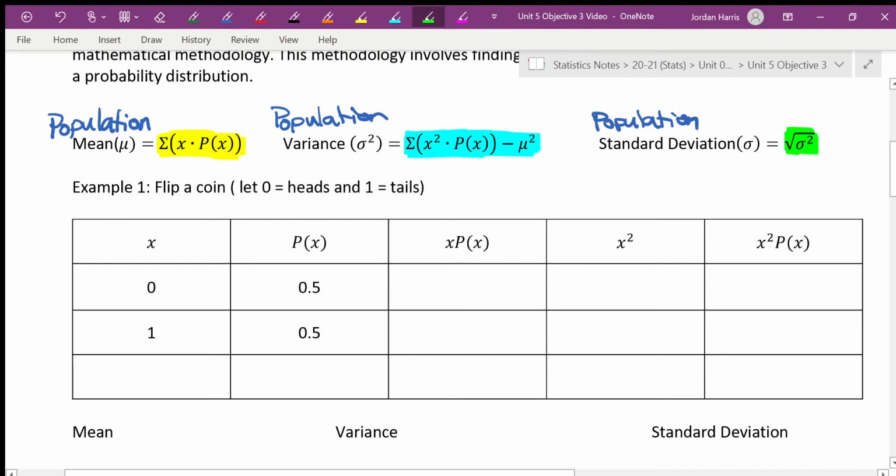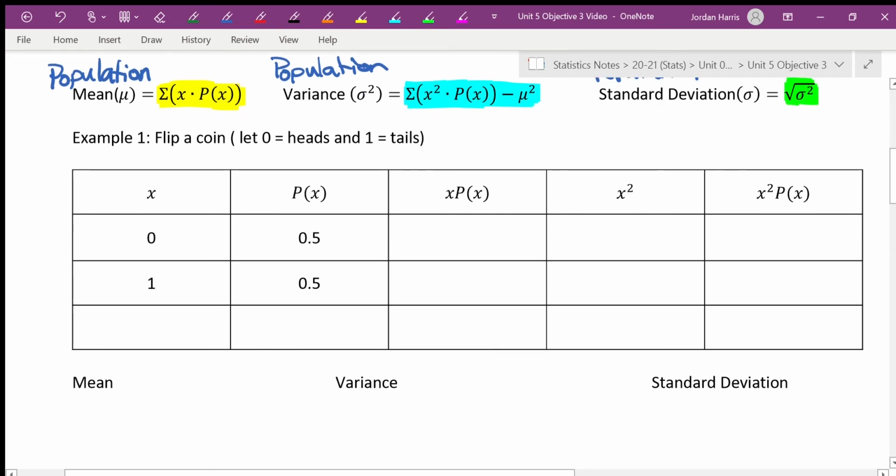Start recognizing these things. You need to know that mu is the population mean, sigma squared is the population variance, and sigma is the population standard deviation. As soon as you see those variables, they should trigger something in your mind so that you remember. Okay, so we need to fill out our table here.